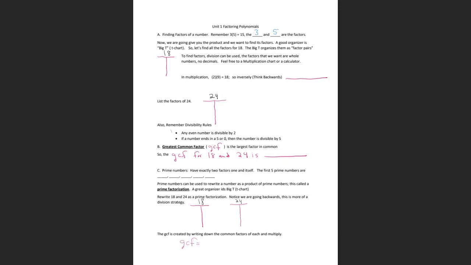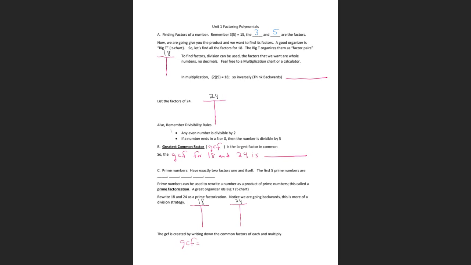In factoring, we're going to give you the product and we want you to find its factors. As we move through this, a good organizer is what we call big T. So let's find all the factors of 18. And with big T, the way we do this is it organizes them as factor pairs.